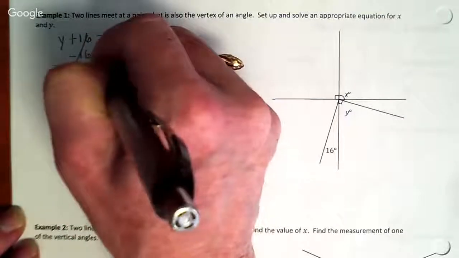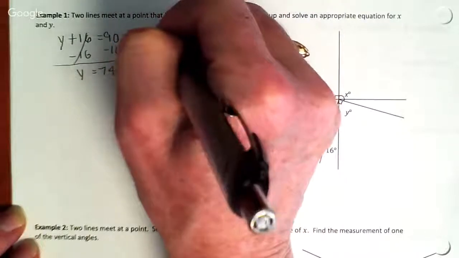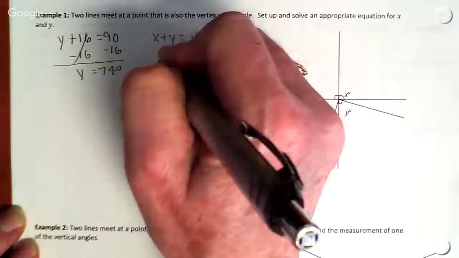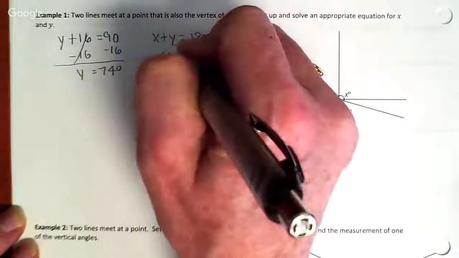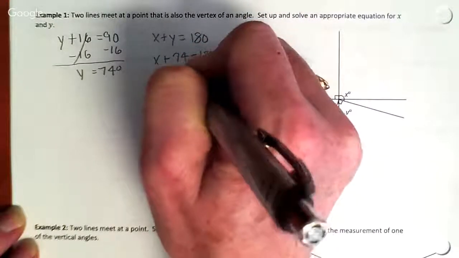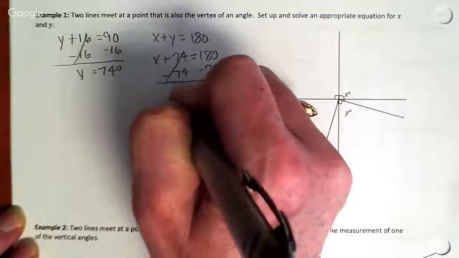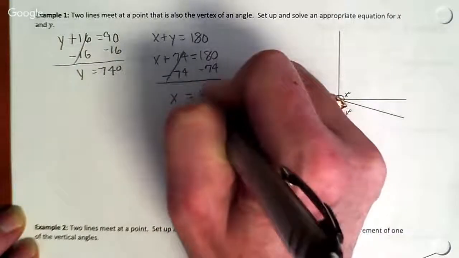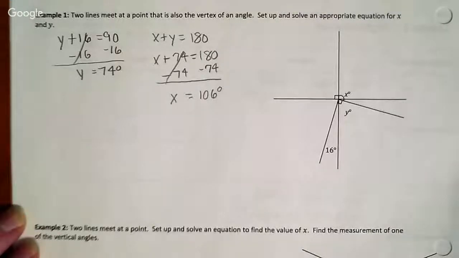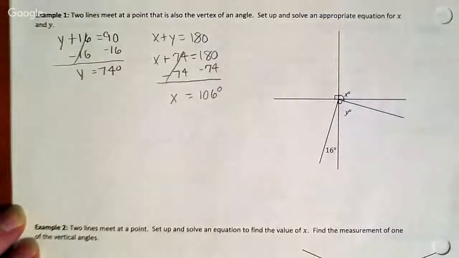Y equals 74 degrees. Then we have x plus y equals 180 degrees. And x plus 74 degrees equals 180. Subtract 74 from both sides. Therefore, x equals 106 degrees. Remember, this little angle here goes that entire way.